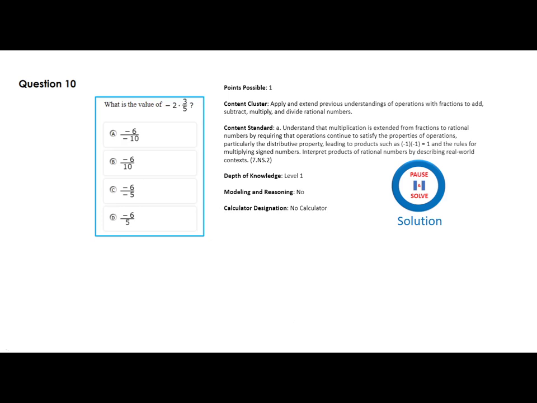Okay, that was question number 10. That's a level 1, no calculator. What is the value of negative 2 times 3 over 5? When you do negative 2 times 3 over 5, you do negative 2 over 1 times 3 over 5, and you get negative 6 over 5. That's how you calculate this product.